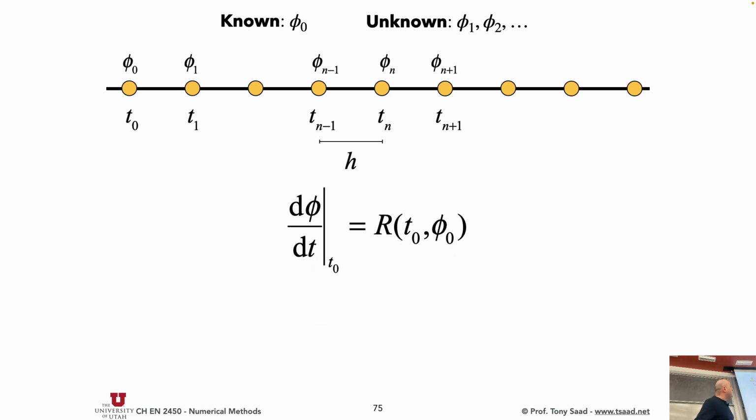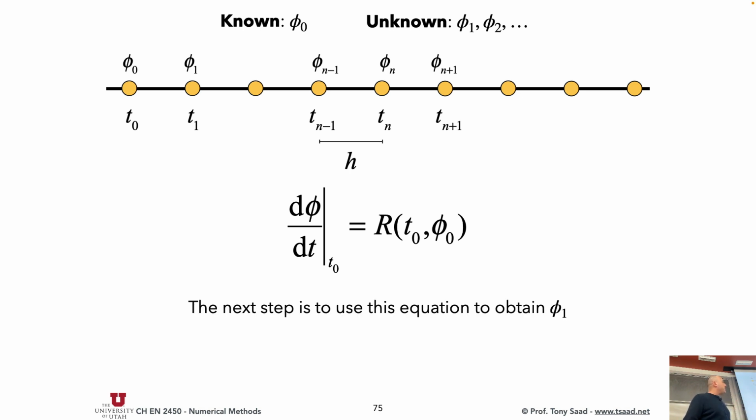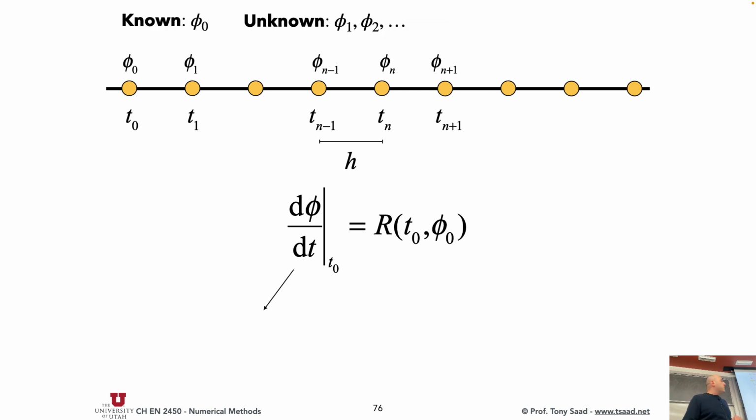Okay, great. dφ/dt at t0 equals r at t0 and φ0. Next step is to use this equation to obtain some relation between φ0 and φ1. So what we're going to do is use a forward difference approximation. Remember the forward difference formula? dφ/dx was (φ_{i+1} − φ_i) over Δx. There's no reason not to be able to apply it here between 0 and 1.